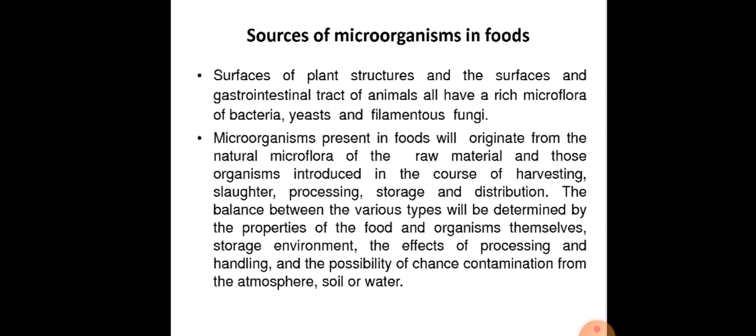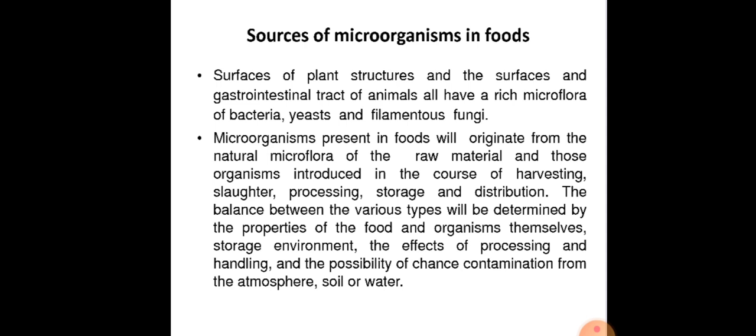So one by one we will discuss such different sources. Within that, the most important source is the raw material which we utilize for the preparation of the food sample. The raw material means the different types of vegetables, and whenever we are preparing meat products, the meats that we utilize. Majorly, the surfaces of plant structures, and the surfaces and gastrointestinal tract of the animals that we utilize as raw material, are rich in microflora like bacteria, yeast and filamentous fungi.